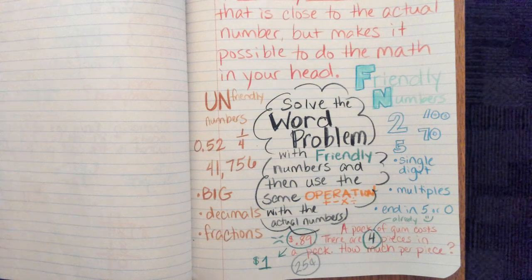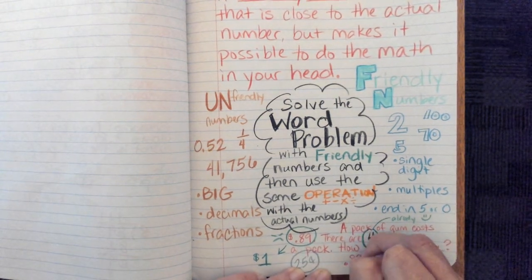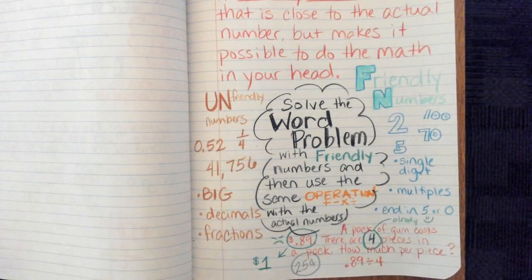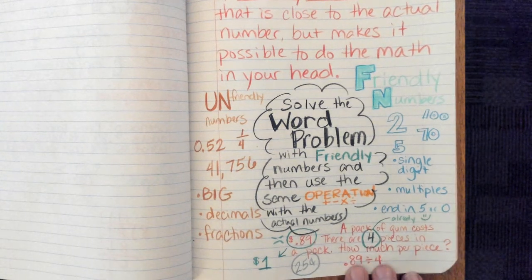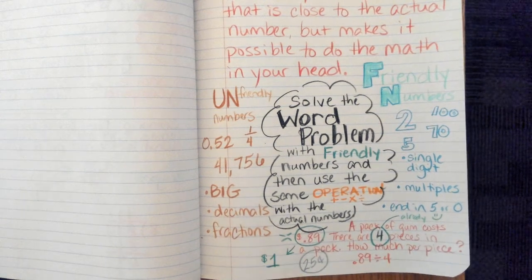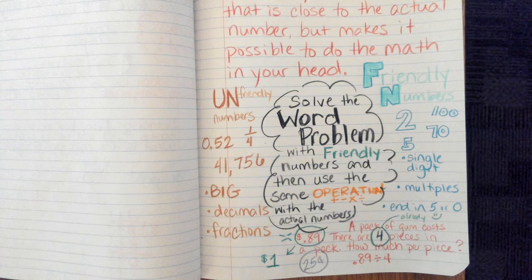So the actual number sentence that you're going to use is 0.89 divided by 4. I'm actually not even going to solve that. I'm just going to tell you that would be the number sentence. It was obvious to me once I made this into a friendly number that each piece of gum would be 25 cents. And if this were a multiple choice question and one of the answers was 21 cents and one of the answers was $5, I'd have a pretty good guess as to which one is the right answer.